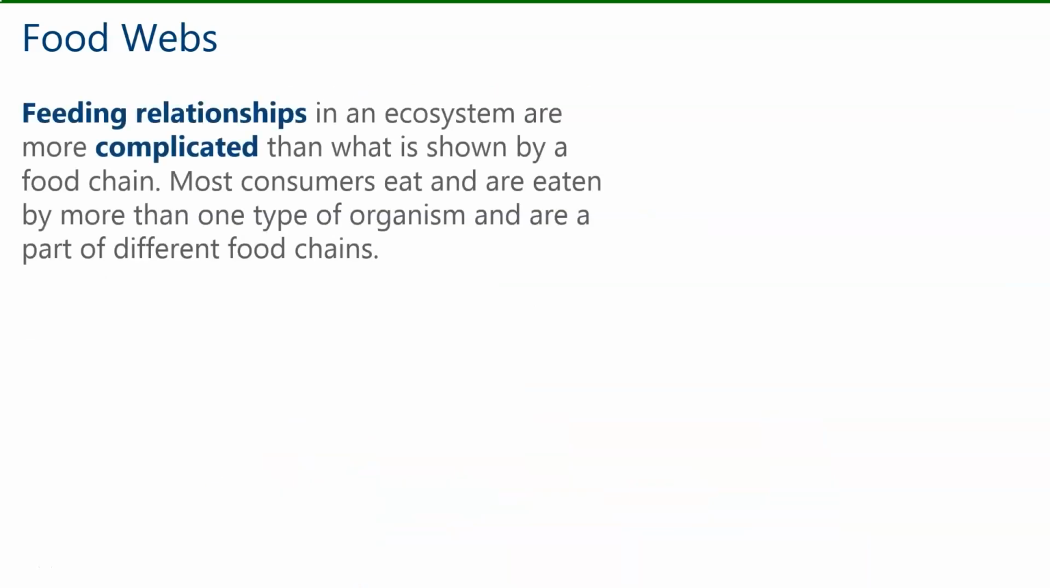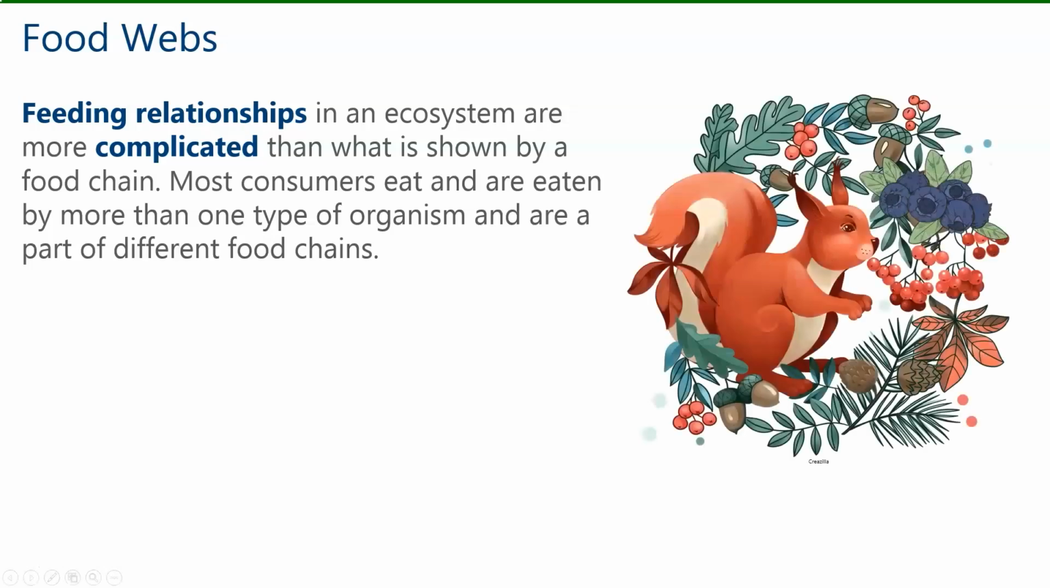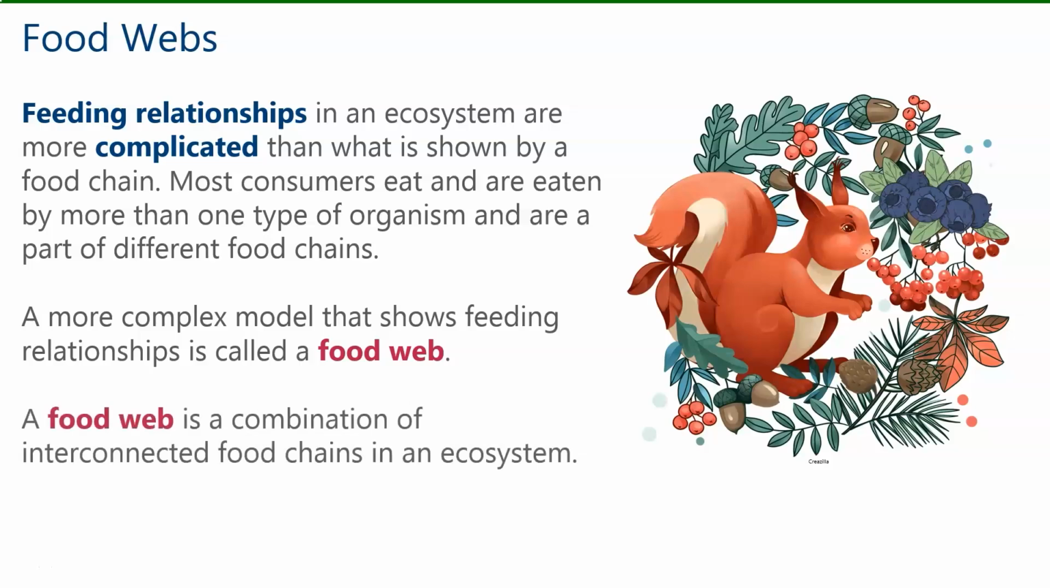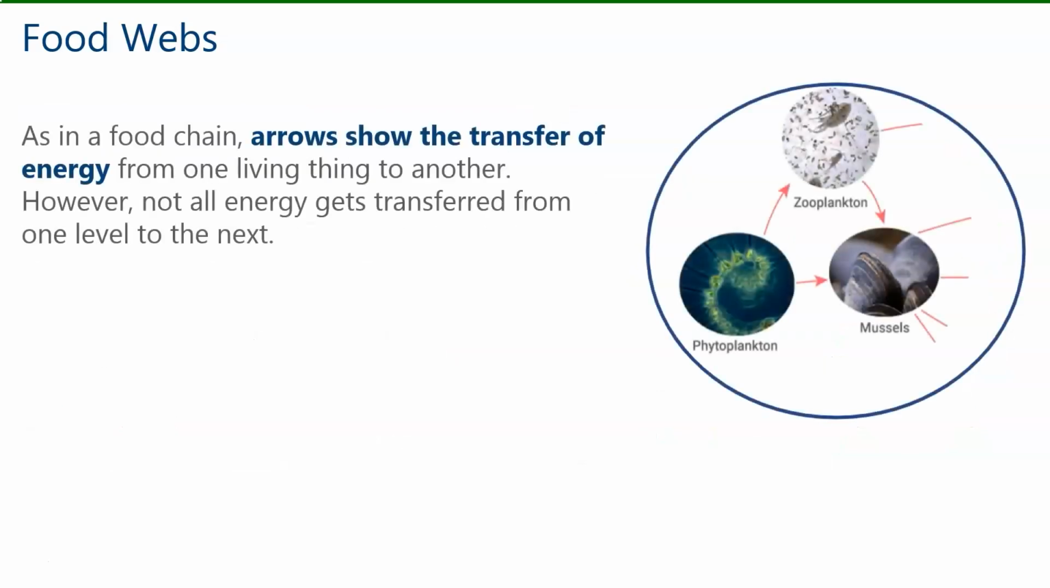Feeding relationships in an ecosystem are more complicated than what is shown by a food chain. Most consumers eat and are eaten by more than one type of organism and are a part of different food chains. A more complex model that shows feeding relationships is called a food web. A food web is a combination of interconnected food chains in an ecosystem. As in a food chain, arrows show the transfer of energy from one living thing to another.